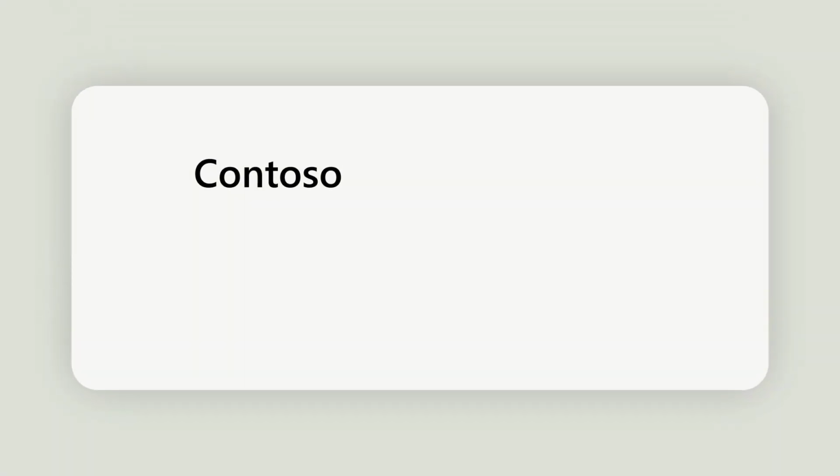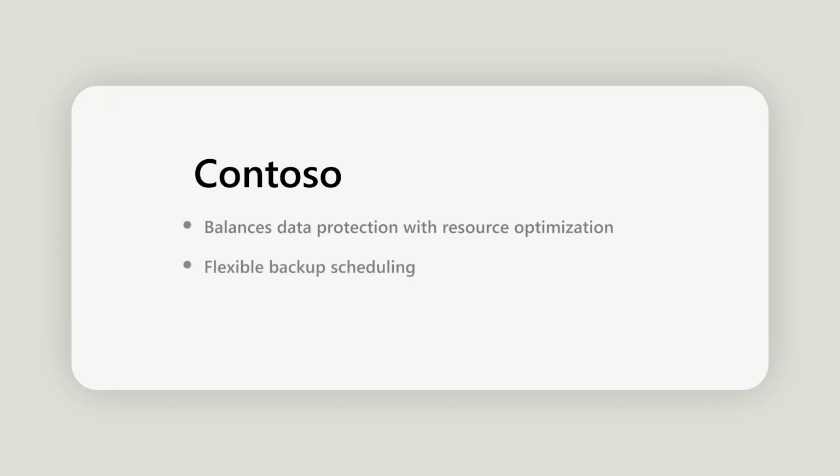This approach allows Contoso to effectively balance data protection needs with resource optimization. Azure Backup allows you to configure these schedules flexibly, and Contoso benefits from using incremental backups. Incremental backups only store changes made since the last backup, reducing storage consumption and speeding up the backup process. Moreover, automation is key to ensuring backups happen consistently and without manual intervention.